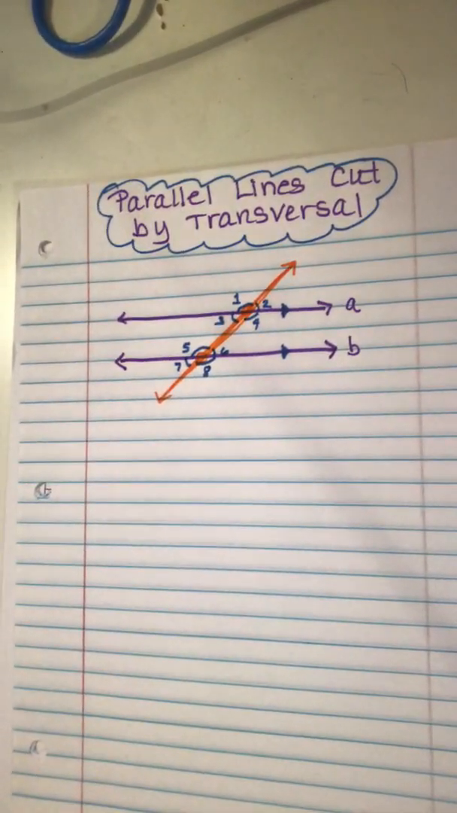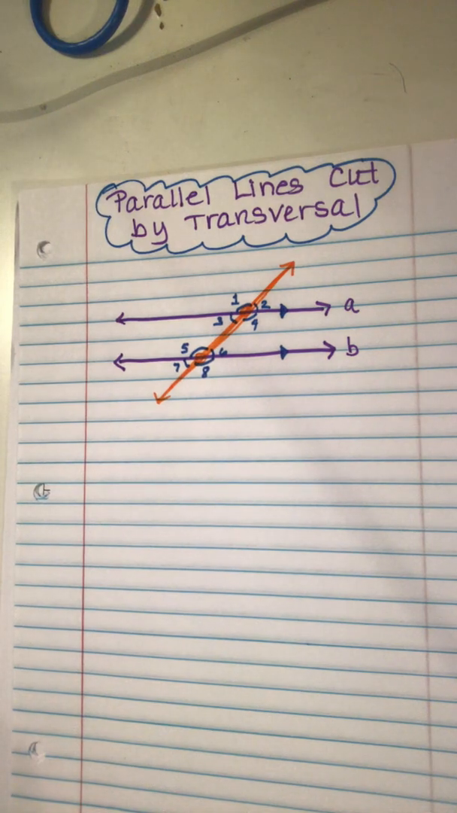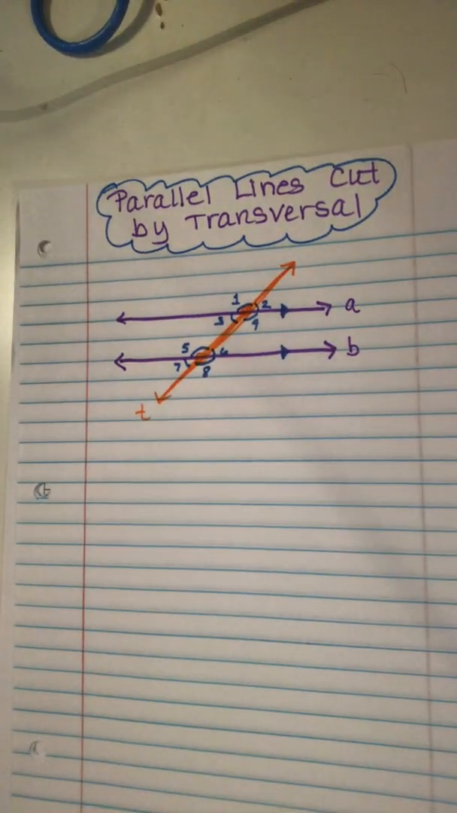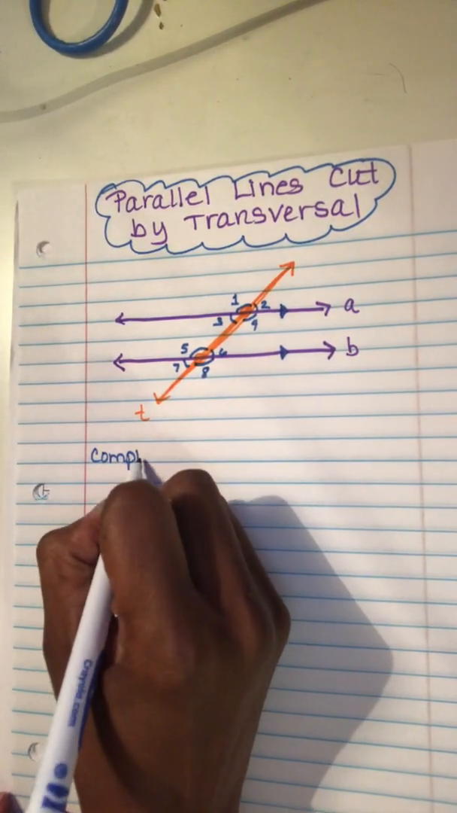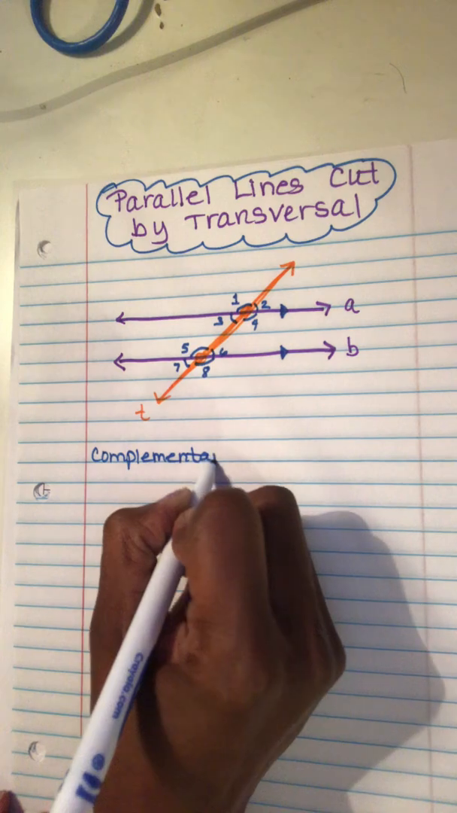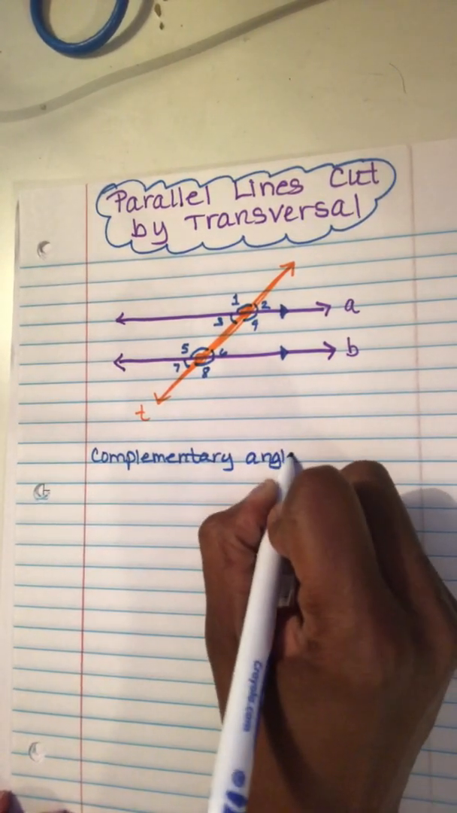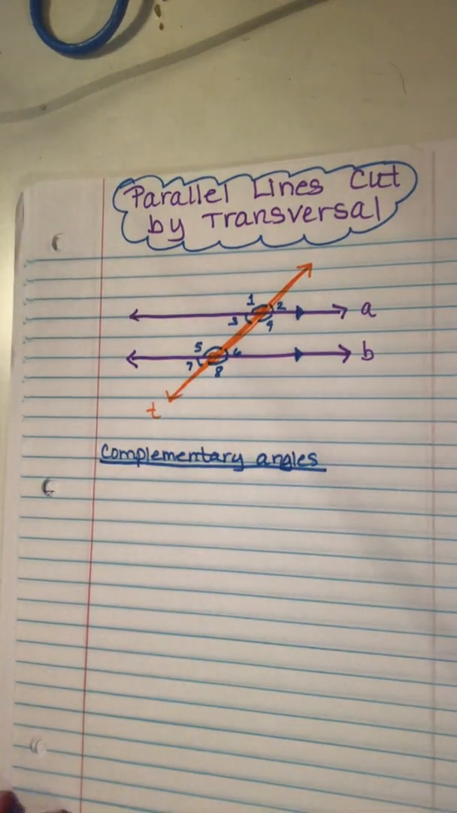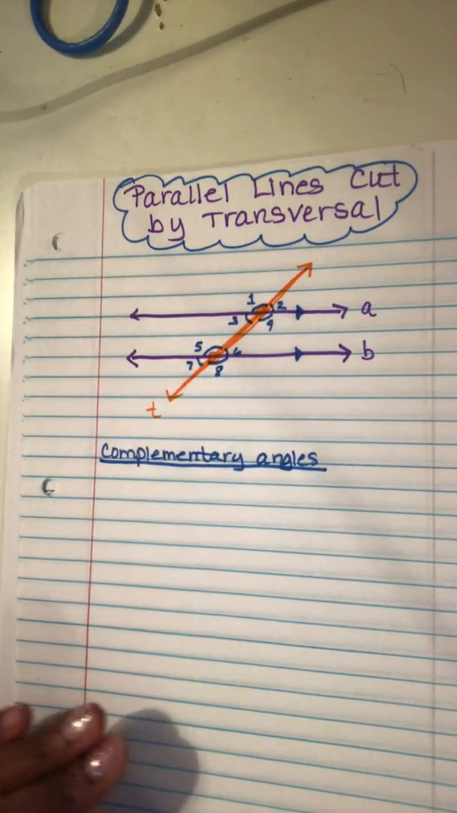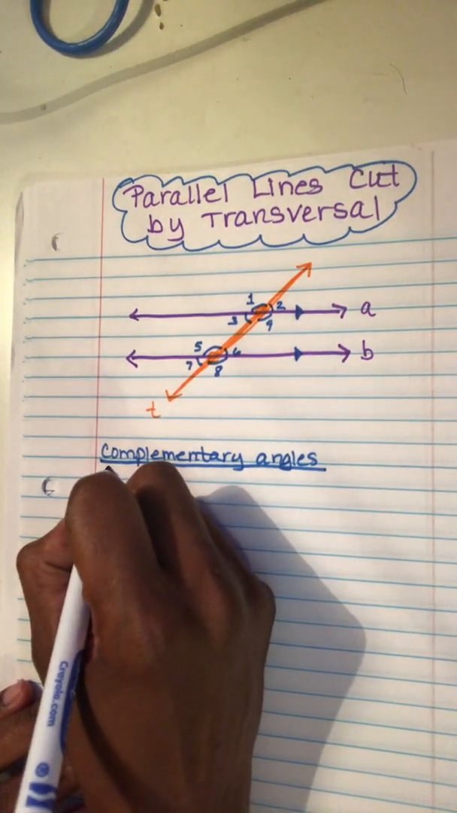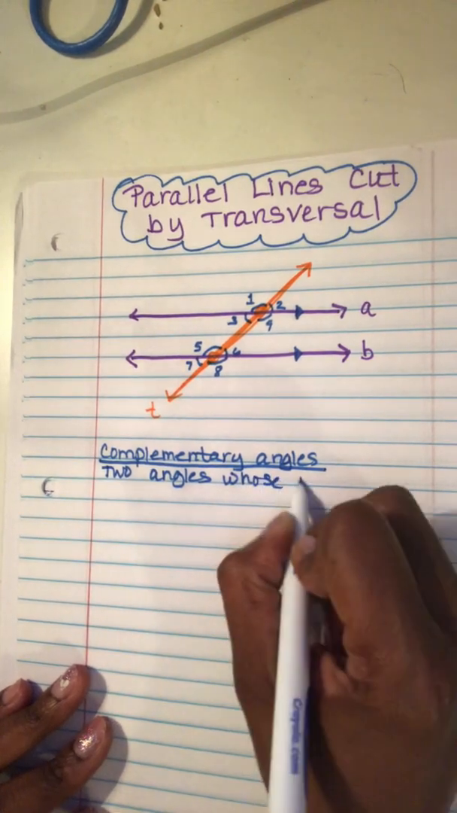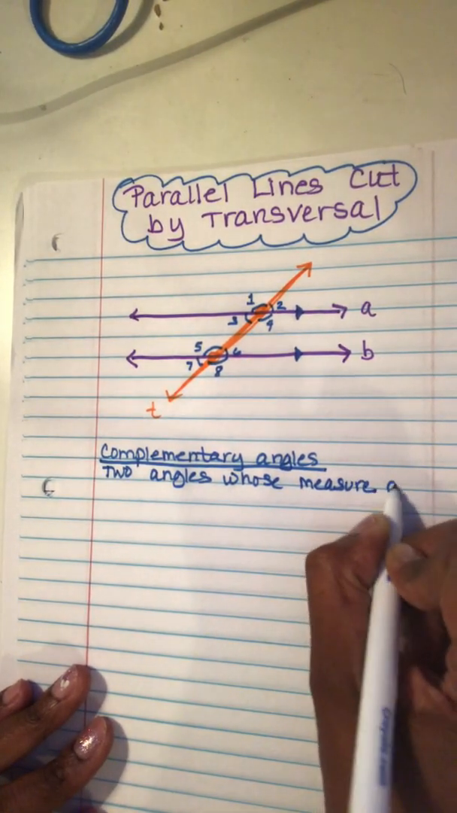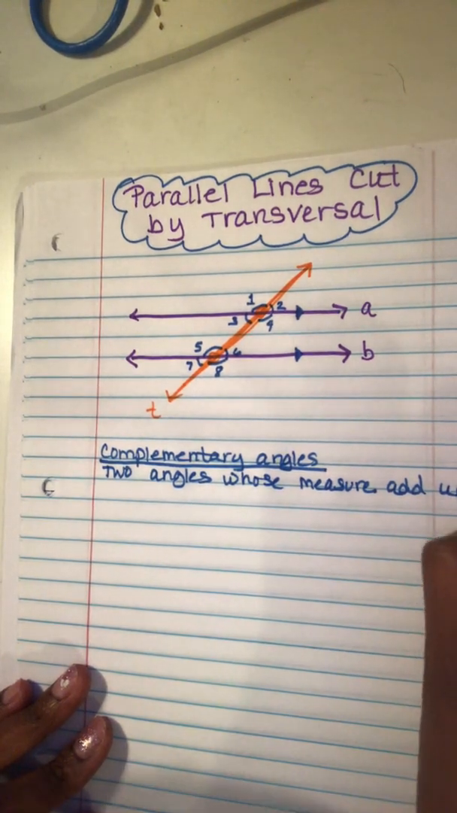Okay, so the next type of angle we're going to talk about is, first let me label this T for transversal. So you know this is a transversal. It is a complementary angle. I'm going to write the word complementary angles. If you know what a complementary angle is, basically there are two angles whose measures add up to 90 degrees.